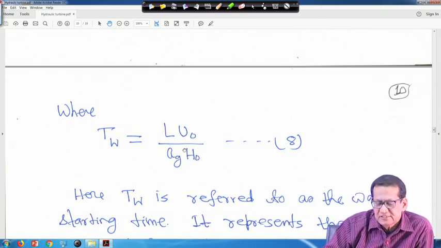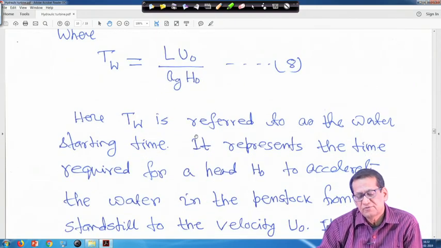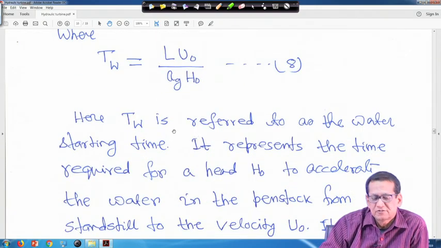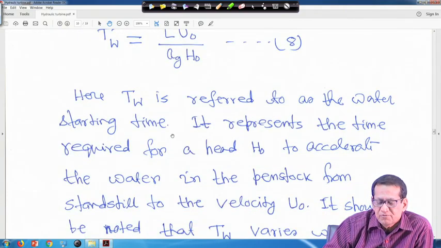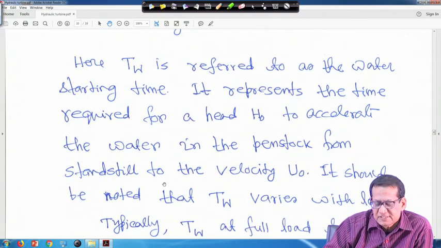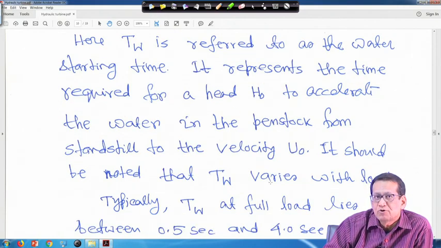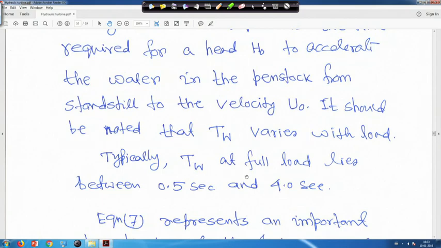This is actually called the water starting time, T w. It represents the time required for a head H 0 to accelerate the water in the penstock from standstill to the velocity u 0. It should be noted that T w varies with load. Typically, T w at full load lies between 0.5 and 4 seconds.